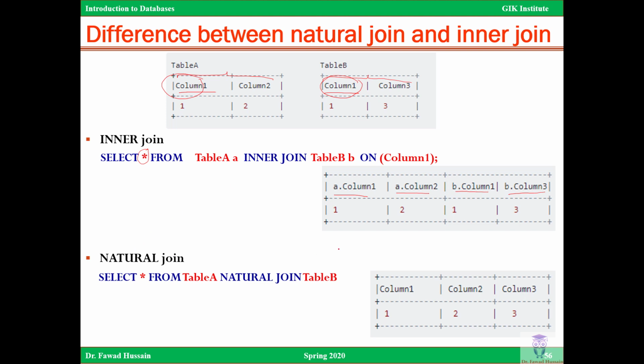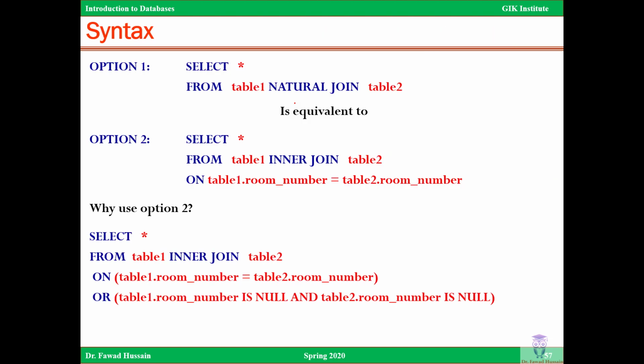In a natural join, you see that column 1 is included only once, and the reason it happens this way is because the names are the same. No, in fact they are the same, not similar but the same. So the syntax for natural join is select asterisk from table A natural join table B. In this case, this part is missing: on which column you have to make the join. The natural join is going to assume that, because the names of the two columns are the same in both tables. So that was the difference between the inner join and the natural join.